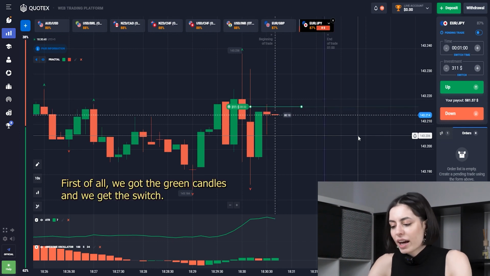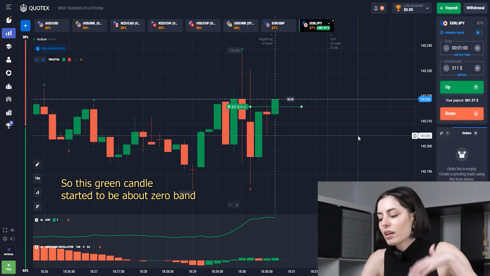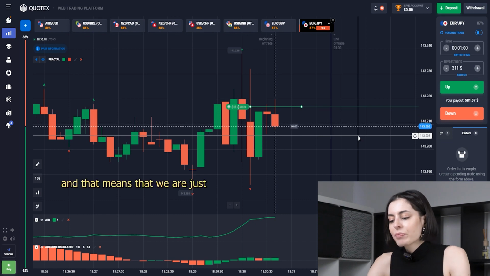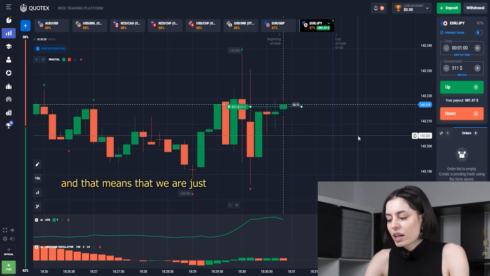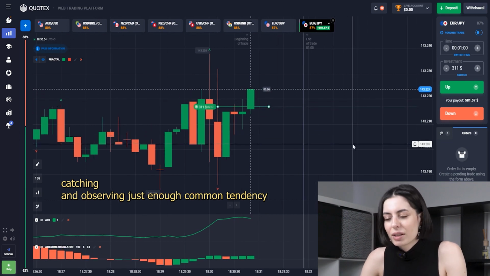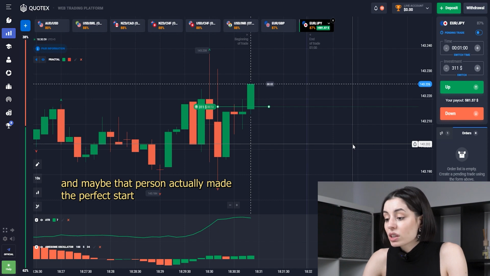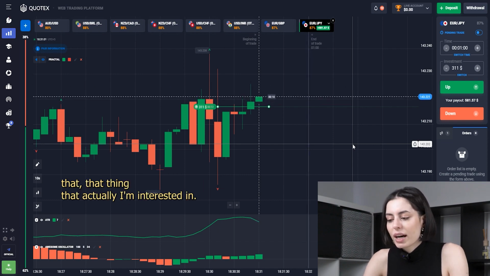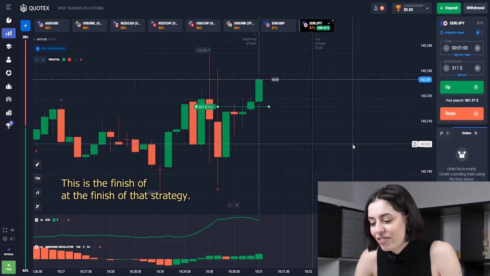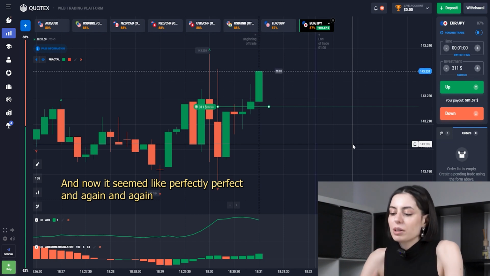First of all, we got the green candles and we get the switch. So this green candle started to be above zero when before it was below. And that means that we are catching an upcoming tendency. Maybe that wasn't actually the perfect start, but what I'm interested in is the finish of that strategy, and now it seems perfect.